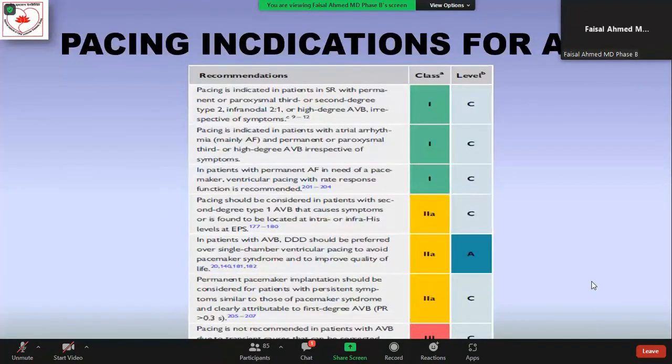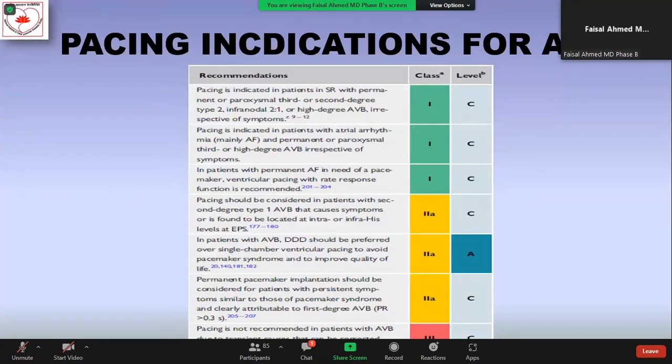Now, these are the pacing indications for AV block. There are 3 class 1 indications. The first one says that any patients with sinus rhythm with a history of permanent or paroxysmal second or third degree heart block, irrespective of symptoms, should undergo cardiac pacing. And secondly, any patient with atrial arrhythmia with history of permanent or paroxysmal second or third degree AV block should undergo pacemaker as well.